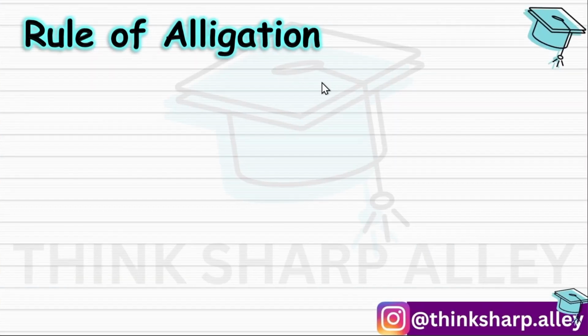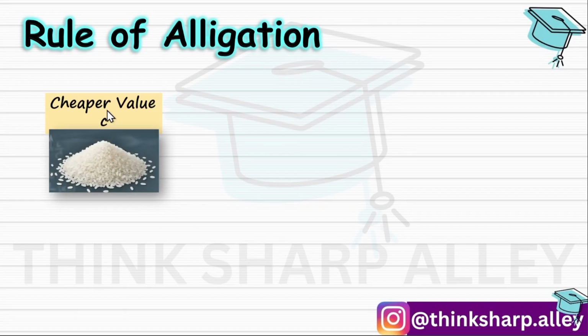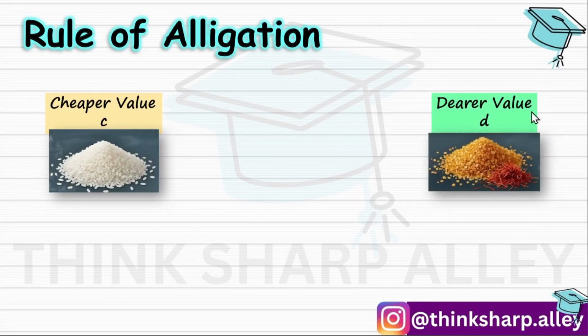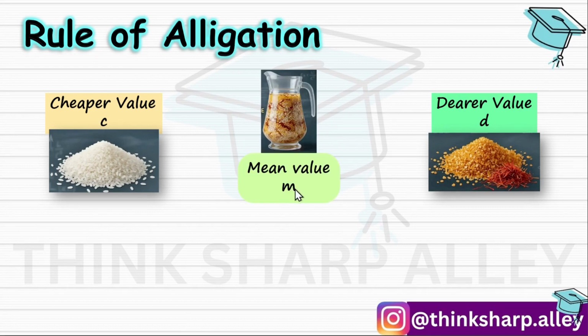Alligation means mixing two or more ingredients in some ratio. Now, when you are mixing two ingredients, they are obviously at different price or maybe at different concentration, different value. So one is at cheaper value, let's call it C, and another is at dearer value, let's call it D. When you mix these two together, you get a mixture, so we call the mean value M. The value of M obviously lies between C and D.